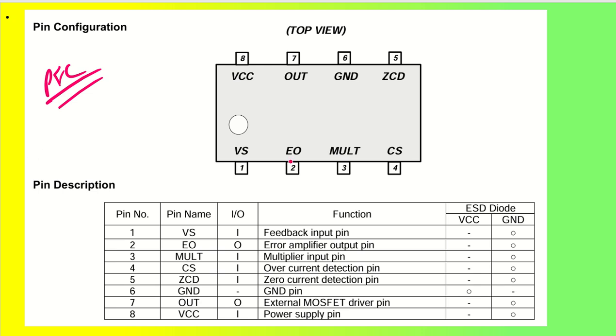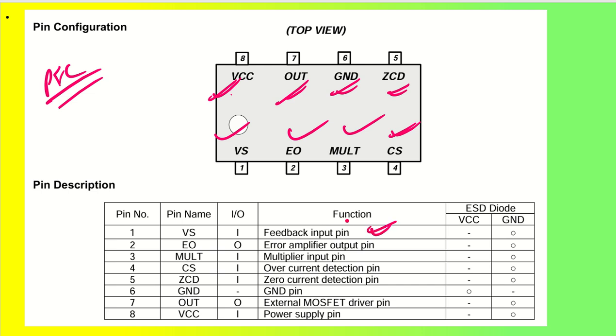You can see we have the VS pin, EO pin, multiplier pin, and this is the current sense pin. We have the ZCD pin, that is the zero cross detection pin. We have the ground pin. We have the output pin, which is going to drive the gate of the MOSFET, and this is the supply pin. As I already told you, VS is your feedback pin, which is an input pin.